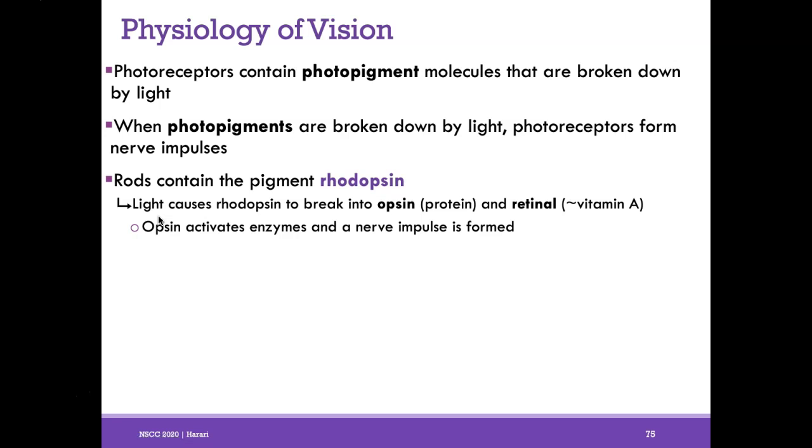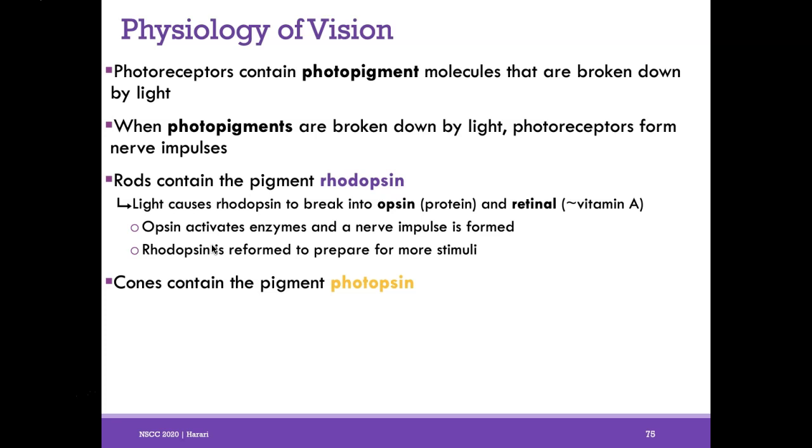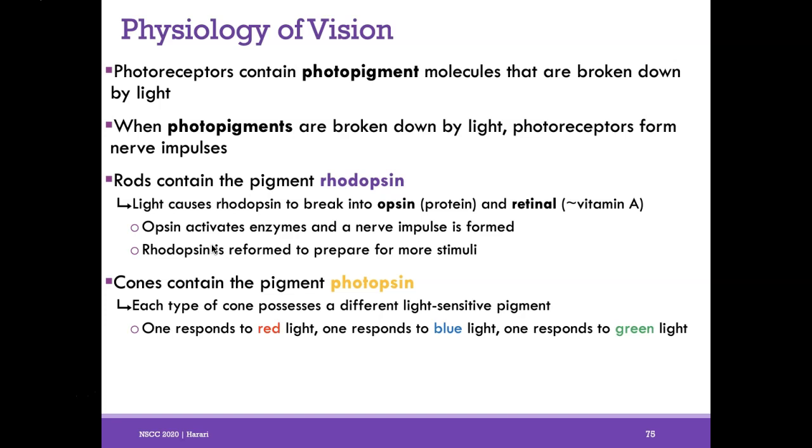So once you have light activating a rhodopsin, the opsin splits from the retinal, and the opsin part can activate enzymes so the nerve impulse can be formed. And to say, okay, this photoreceptor right here was just activated by light. This was just stimulated by light. Cones have a different pigment called photopsin. And the photopsins are different depending on the type of cone. So one type of cone possesses a red sensitive pigment, one has a blue sensitive photopsin, one has a green sensitive photopsin.